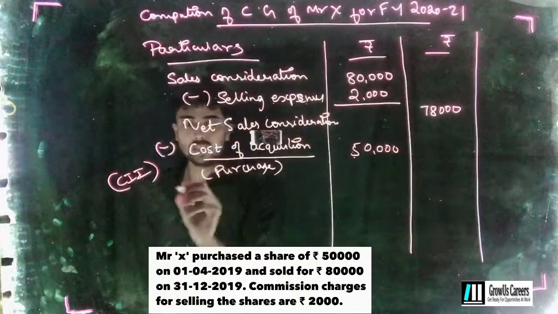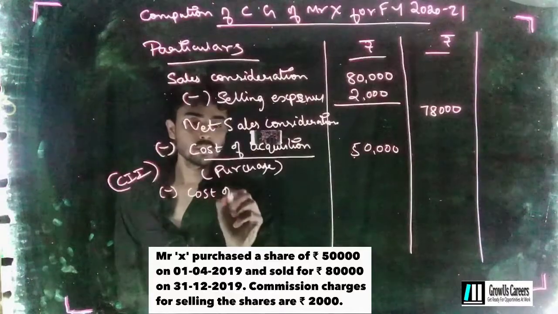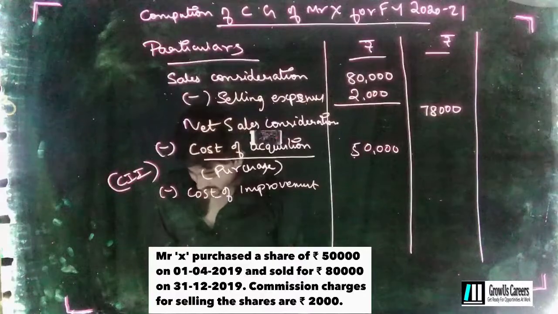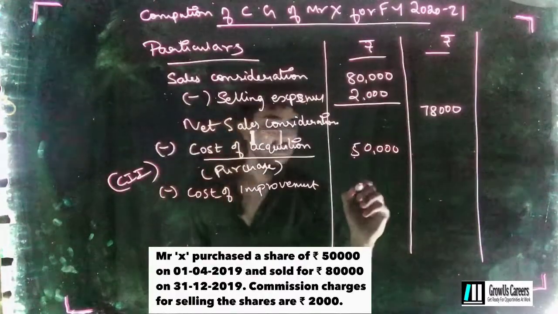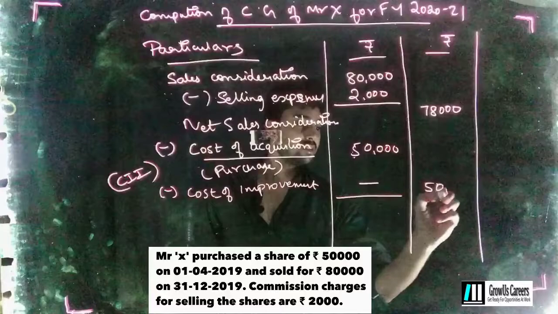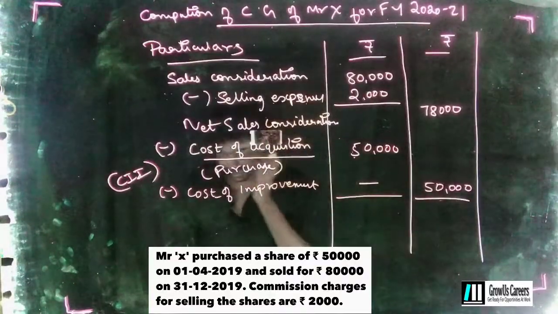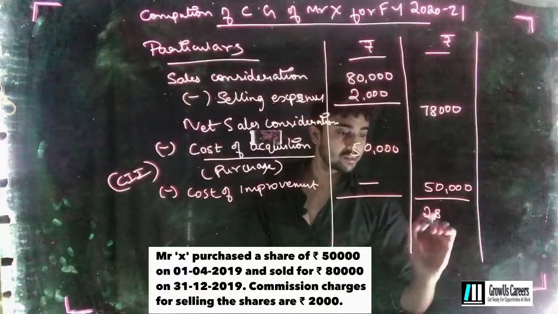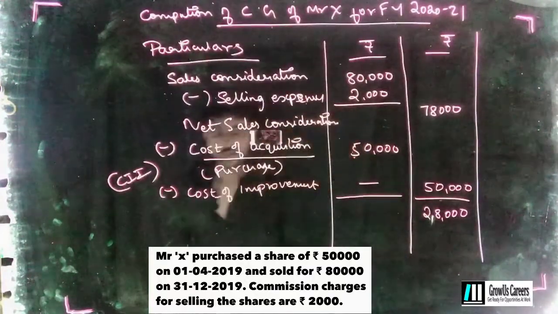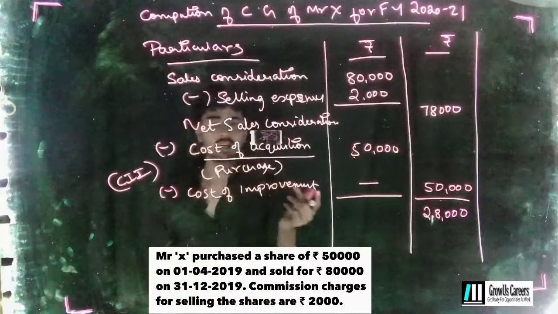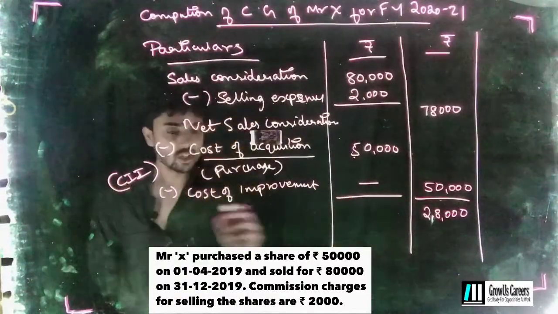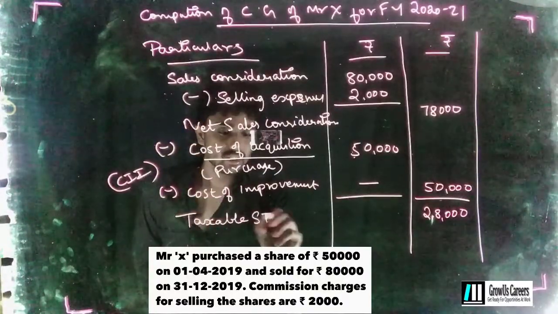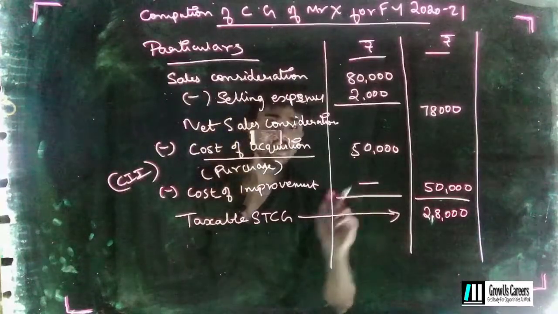Okay, now minus cost of improvement. Is there any cost of improvement given? No, so it is nil. So we get 50,000. 78,000 minus 50,000, we get 28,000. In the question, no deductions are given, so 28,000 will become our taxable short-term capital gain.